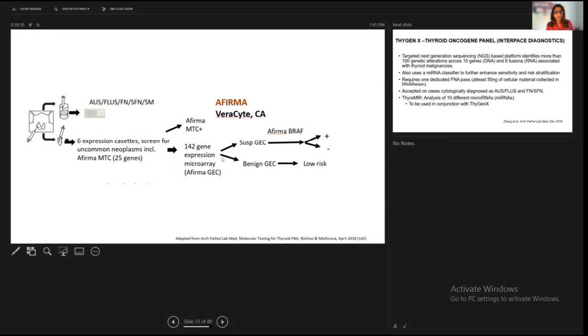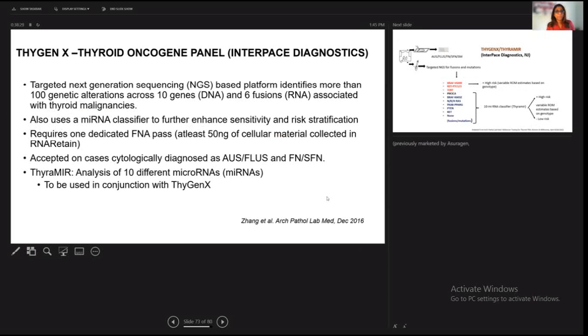If it's negative, then it goes for its 142 gene expression microarray, and it can spew either a suspicious or a benign result based on the genetic signature. And on all suspicious cases, it goes an additional step for BRAF to identify whether there is BRAF positivity or not. So obviously, BRAF positivity confers a high risk.